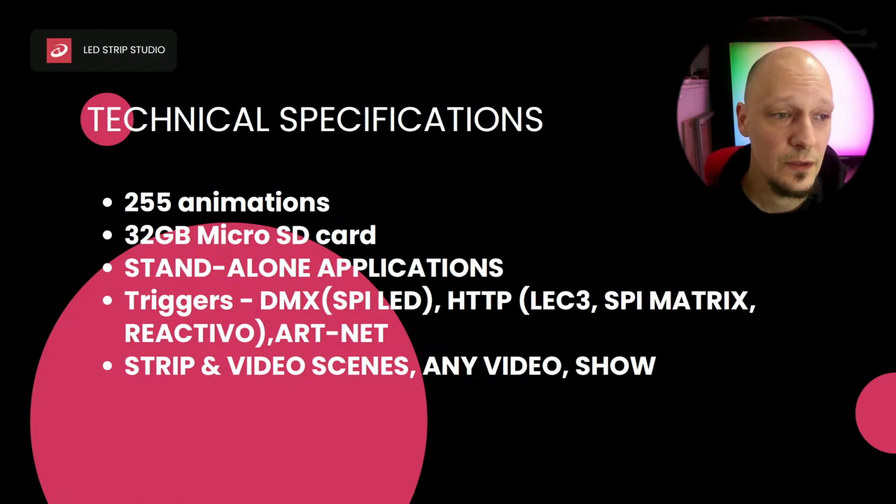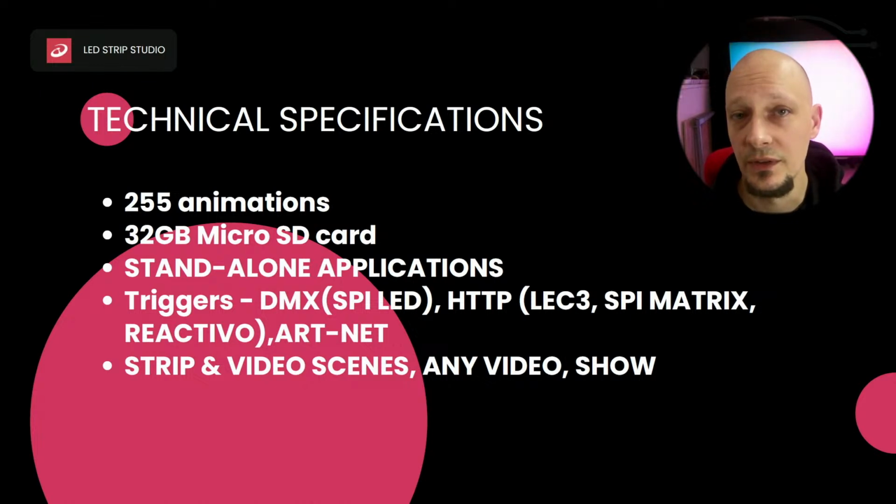In the software, there are several types of effects. A strip scene, video scene, I will show you that afterwards, which you can export from the software and store on an SD card. You can use, as I mentioned, any video that you either render for yourself or download on the internet, and the software will use its own format to export the effects and then store it onto an SD card.